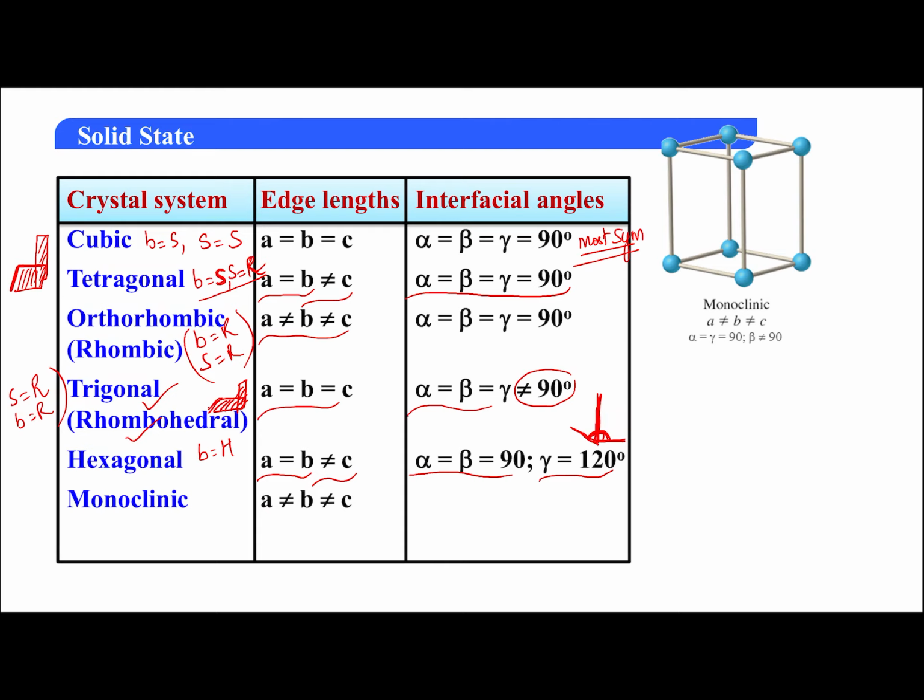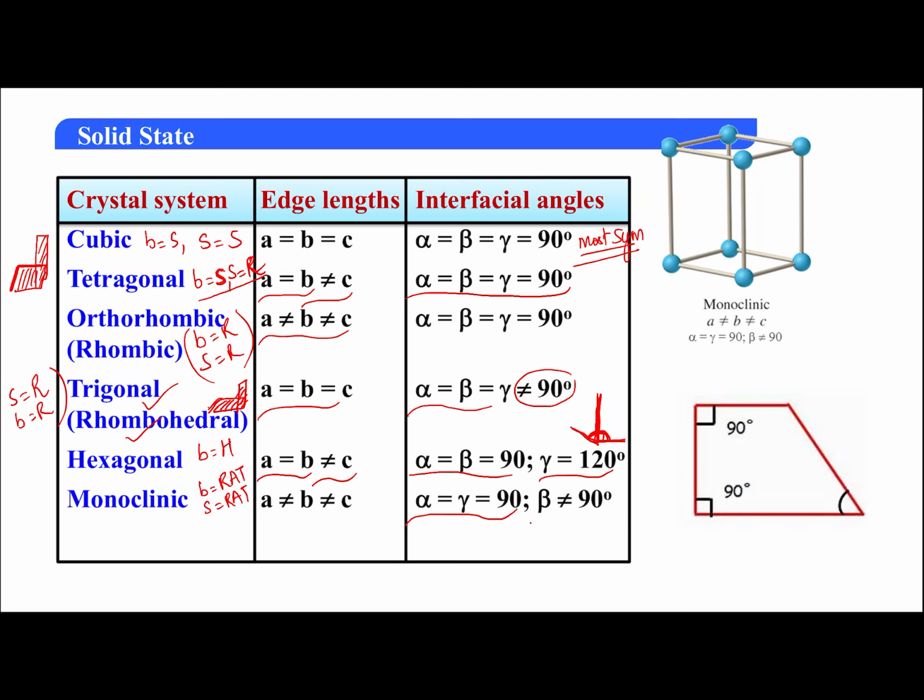Then monoclinic. How to remember monoclinic? In monoclinic, remember a right angle trapezium as a base. So what you are imagining as a base? A right angle trapezium, and the side is also a right angle trapezium. That means two angles are 90 degrees and they are equal, but one angle, this is a two dimensional figure, but one angle is not 90 degrees. Here, because you are imagining a trapezium, it is monoclinic.